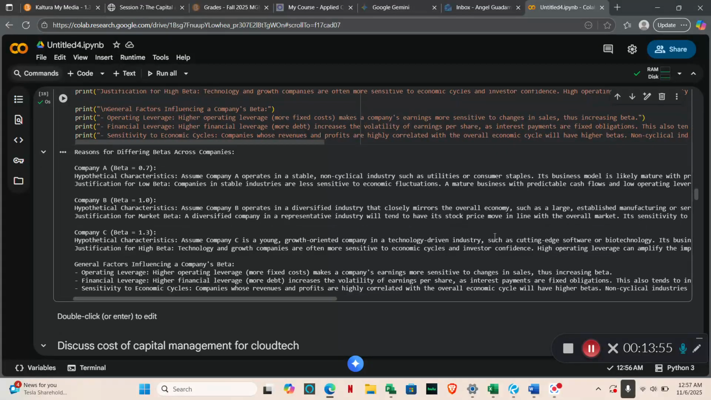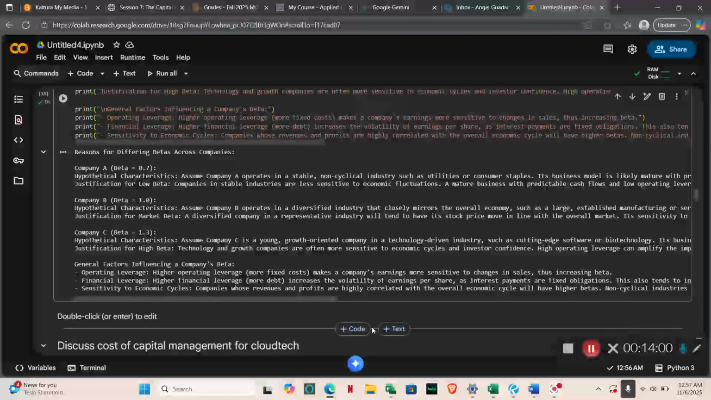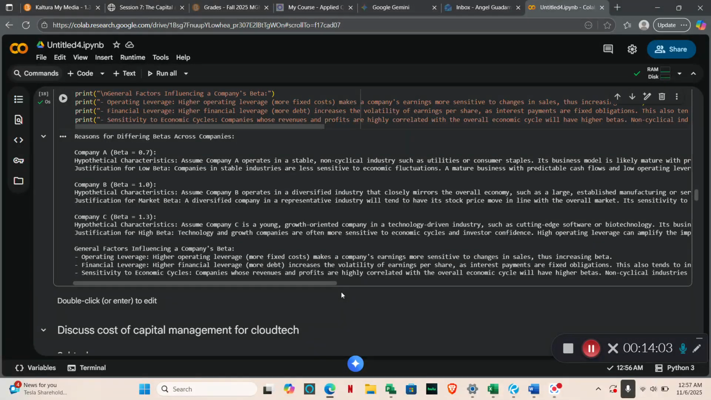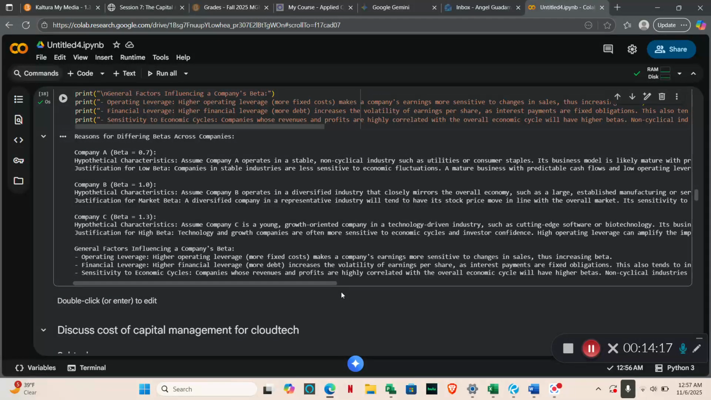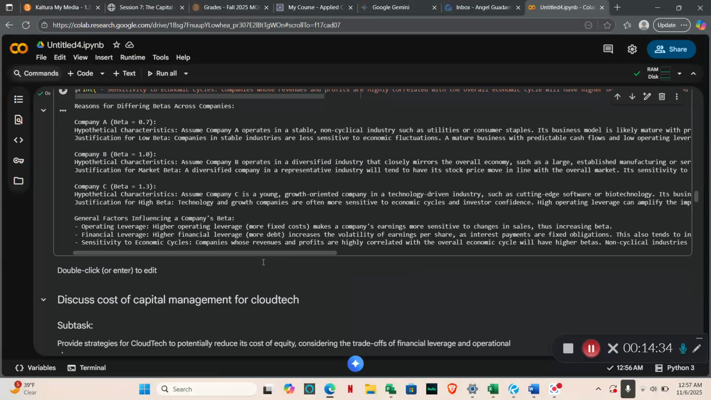So the general factors influencing a company's beta are its operating leverage, its financial leverage, and its sensitivity to economic cycles. Higher operating leverage makes the company's earnings more sensitive to changes in sales. Higher financial leverage can increase the volatility of earnings per share. And in terms of sensitivity to economic cycles, companies whose revenue and profits are highly correlated with overall economic cycles will have higher betas, of course. So that's why it's one of the highest.